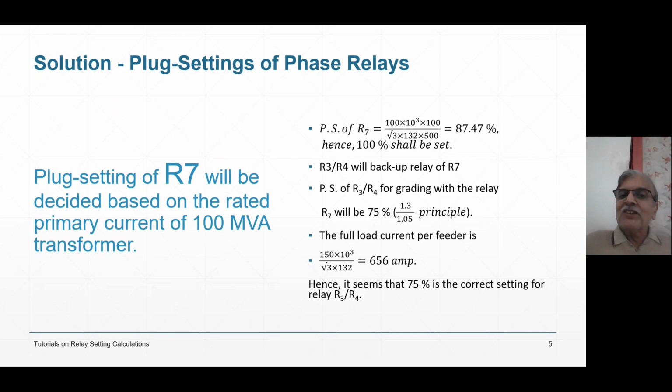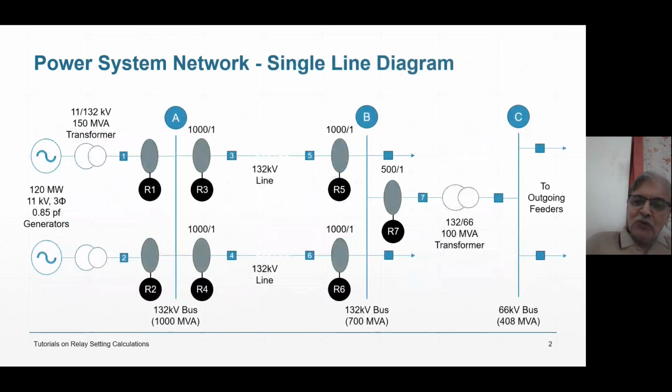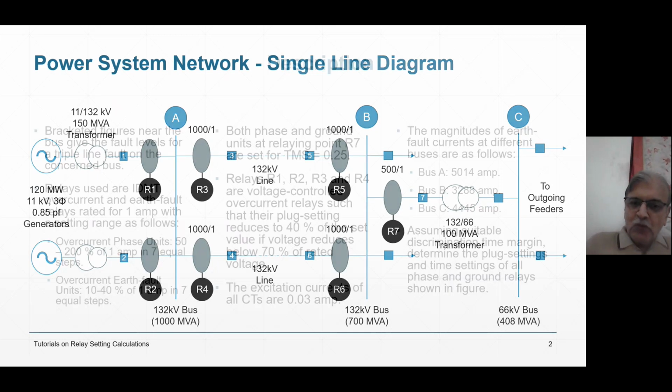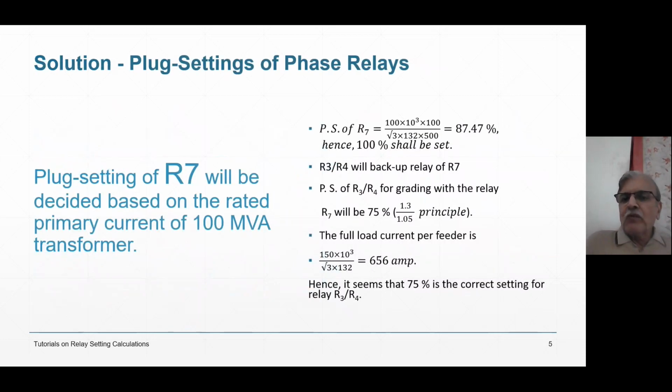Now, R5, R6 are directional, right? So they are not looking towards R7. So R3 and R4 will back up R7, and not R5, R6. Once again, look at the figure, friends, so that you are sure: R3 and R4 will back up R7, not R5, R6, because R5 and R6 are looking away from the bus towards bus A. They are not looking towards R7. Try to understand, right?